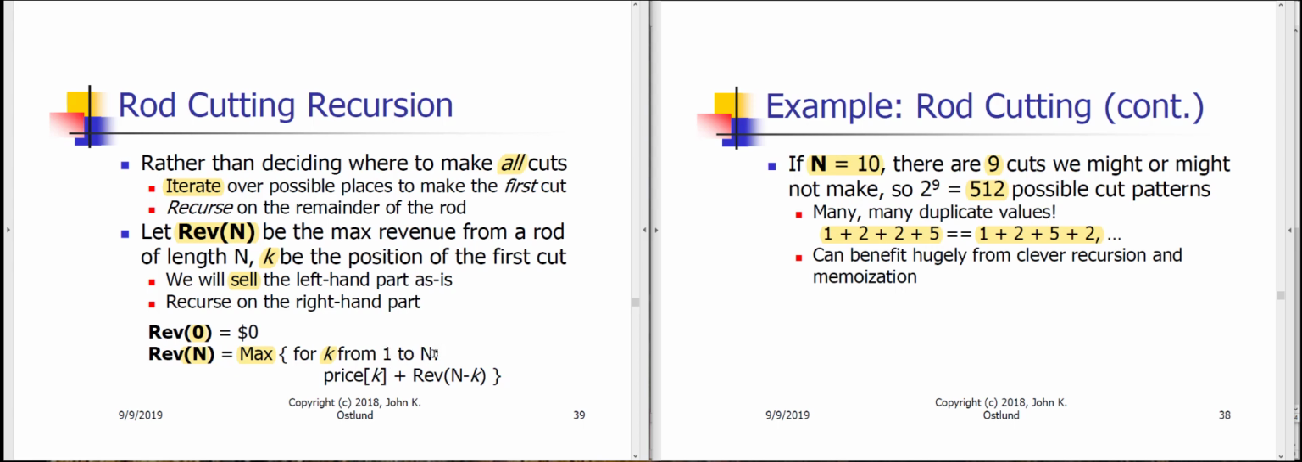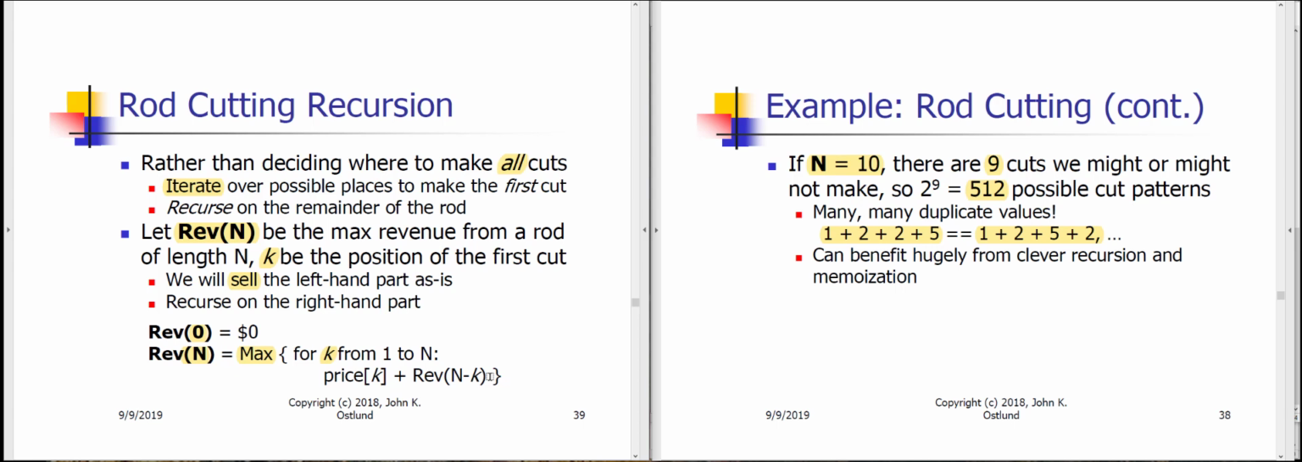Now, if the first cut is at N feet, that means that we didn't cut the rod at all. The maximum revenue that we can get from making our first cut at K feet is going to be whatever price we can get for that K foot piece, plus the maximum revenue that we can obtain by properly cutting up the N minus K foot remaining piece.